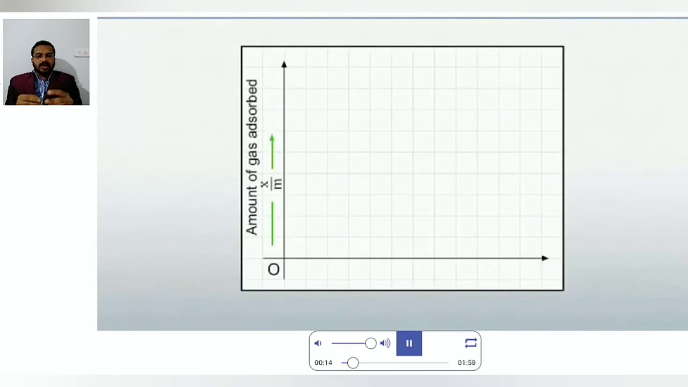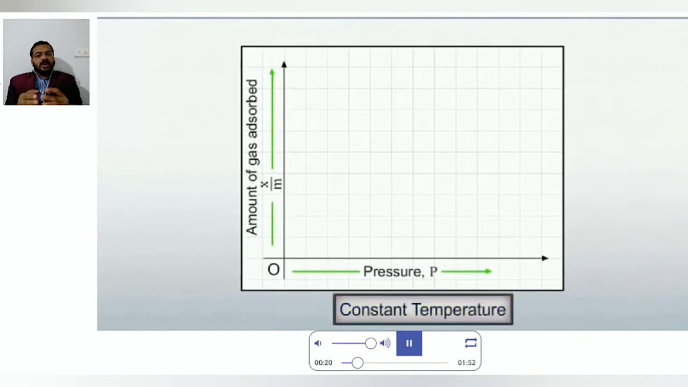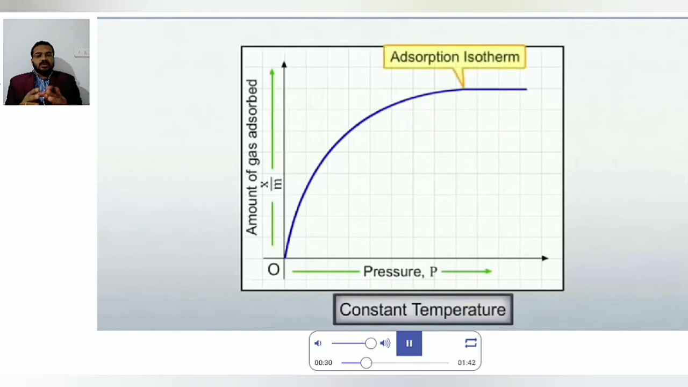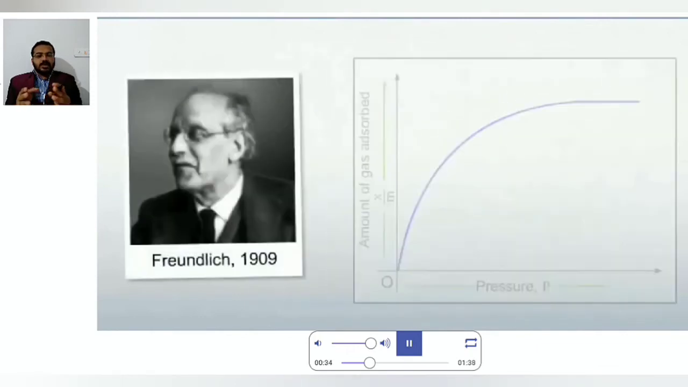Now we will be plotting a graph between amount of gas adsorbed versus pressure. Pressure will be taken on the x-axis and amount of gas adsorbed, that is x/m, will be taken on the y-axis. Now if we plot a graph at a constant temperature, we will be getting a curved line like this. That curve represents the variation of extent of gas adsorbed with respect to pressure. This relationship was proposed by Freundlich in 1909.